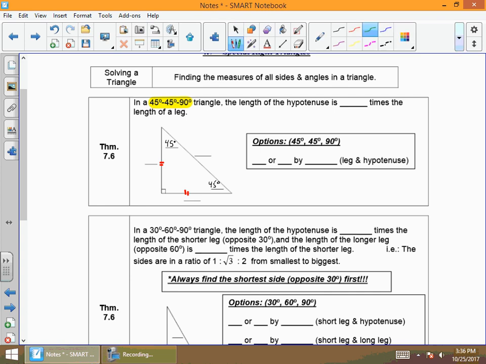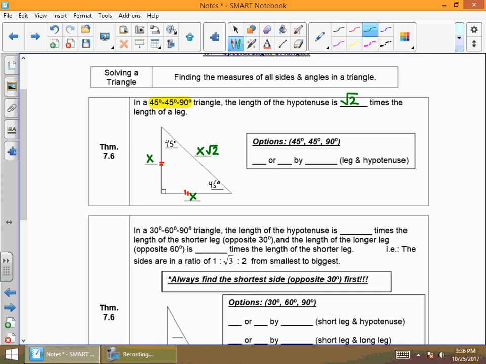So if I have a 45-45-90 triangle, the length of the hypotenuse is radical 2 times the length of the leg. Whatever one leg is, x, the other leg will also be x. They're going to be the same number. And then the hypotenuse is going to be x times radical 2. I'm going to show you an example of this in a little bit.